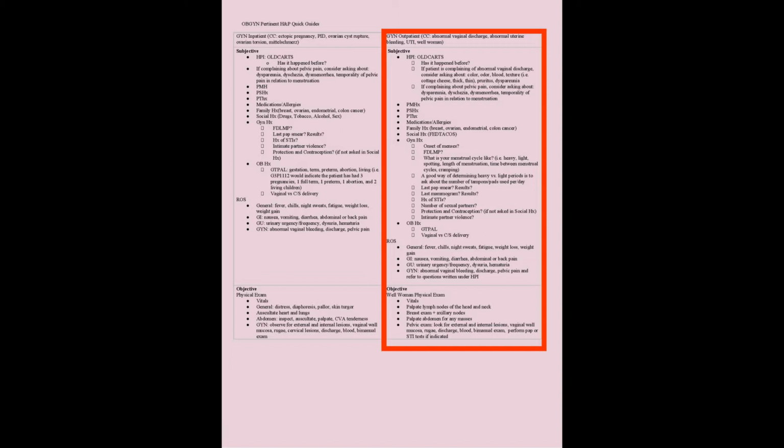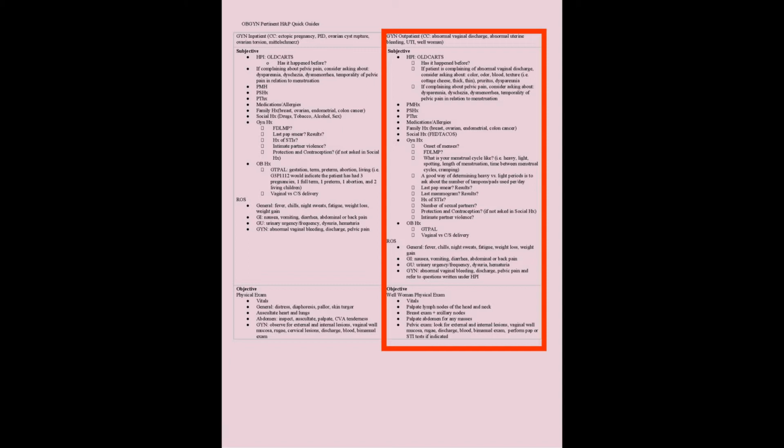Ask about the last pap smear and the results of that, and the last mammogram and results of that. Inquire about history of STIs, number of sexual partners, and if the patient is using protection or contraception. And then for all of OBGYN, always ask about intimate partner violence.